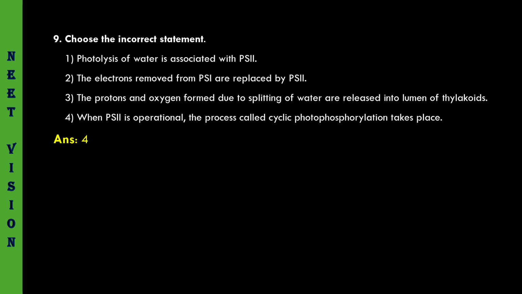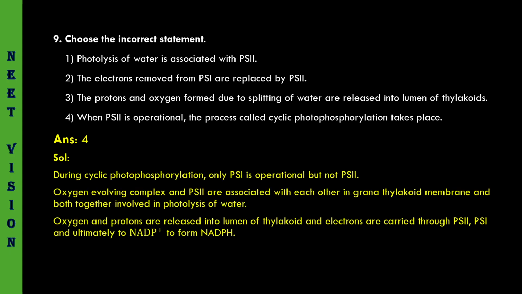Let us see the answer. Fourth one. Here is the solution. In cyclic photophosphorylation, only PS1 is operational but not PS2. Oxygen evolving complex and PS2 are associated with each other in granal thylakoid membrane and both together are involved in photolysis of water. Oxygen and protons are released into lumen of thylakoid and electrons are carried through PS2, PS1 and ultimately to NADP plus to form NADPH.